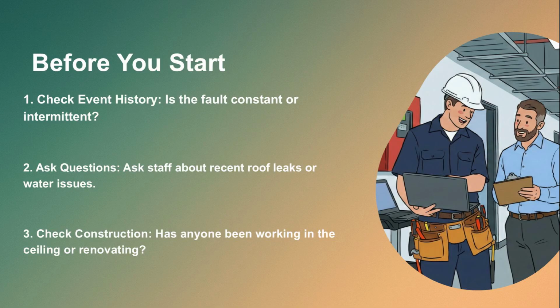Before you even touch a screwdriver, you need to do some investigation. First, review the event history on the panel. This helps you confirm when the ground fault occurred and whether it is intermittent or constant. Second, speak with the facilities or building personnel. Ask them if there have been any recent roof leaks, water intrusion, or construction in the building. These situations often introduce moisture or damaged wiring, which are the most common causes of ground faults.